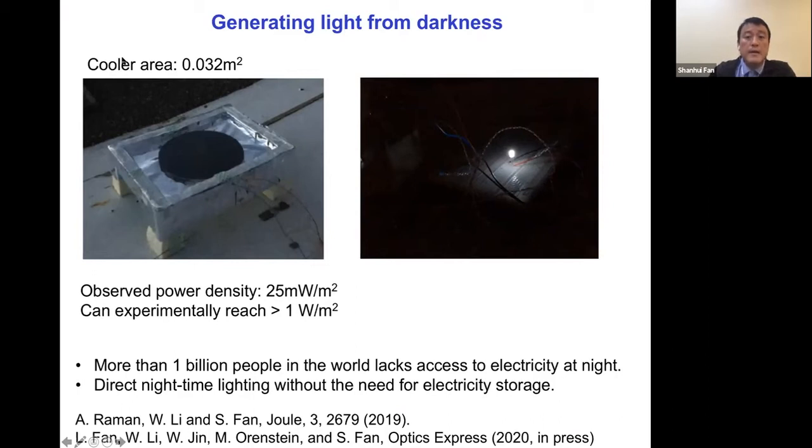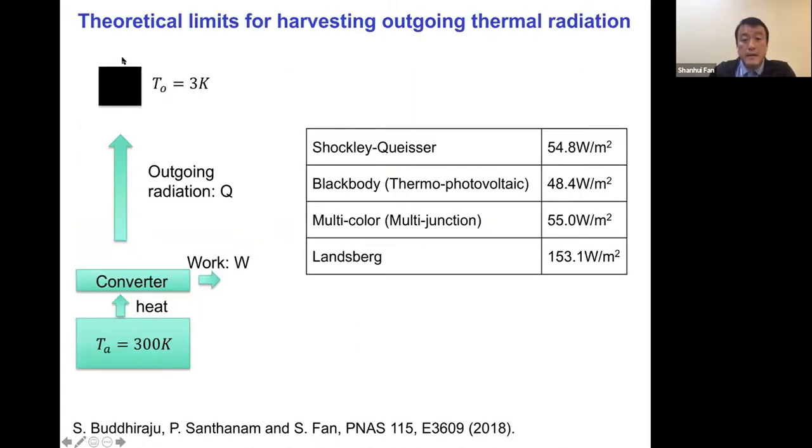So this technique concerns the blackbody limit with a theoretical limit of 50 watts per meter squared. And one may ask, what is the ultimate limit for harvesting outgoing thermal radiation to work in this configuration? And it turned out that limit is connected to the Landsberg limit for solar energy harvesting.